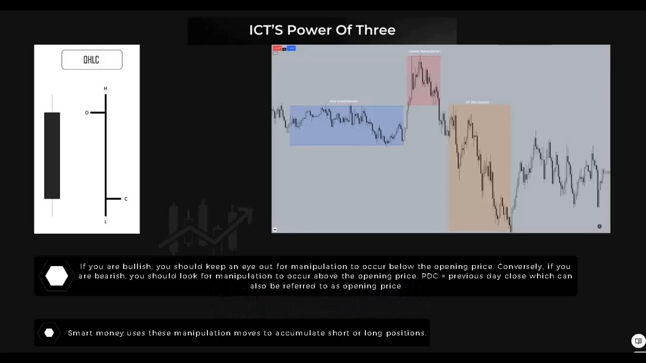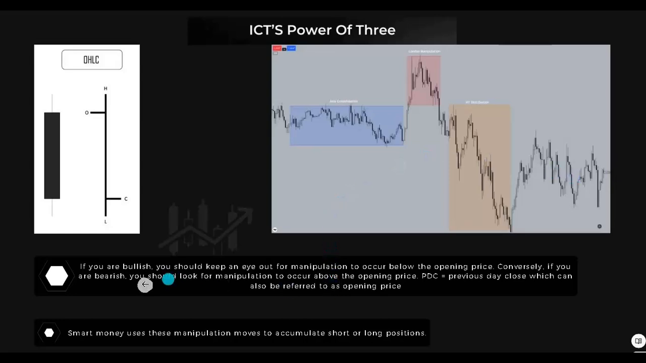Conversely, if you are bearish, you should look for manipulation to occur above the opening price. PDC stands for previous day close, meaning the close of the previous day, which can be referred to as the opening price of today's day. Does that make sense? The previous day's close is today's candlestick's open.